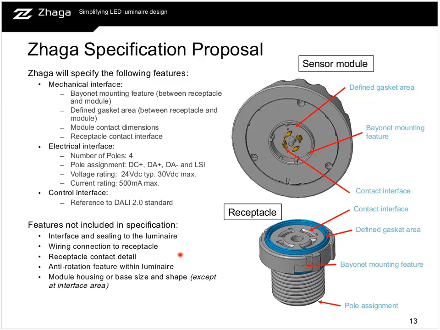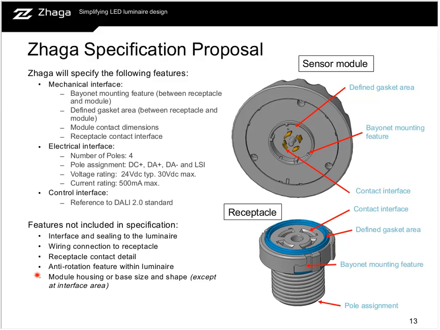Importantly, what we won't be specifying is the interface and sealing to the luminaire, the wiring connection to the receptacle, so we won't be defining the length of the wire or the cross sections, and also the receptacle contact details. So I said that we'd be defining the module contact details fully, but the receptacle contacts themselves won't be included in the specification.